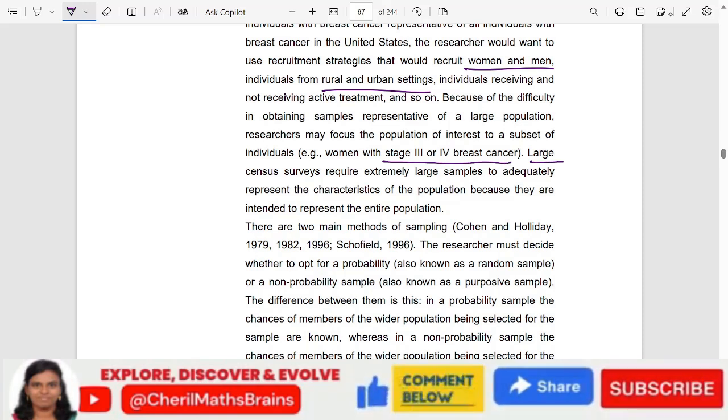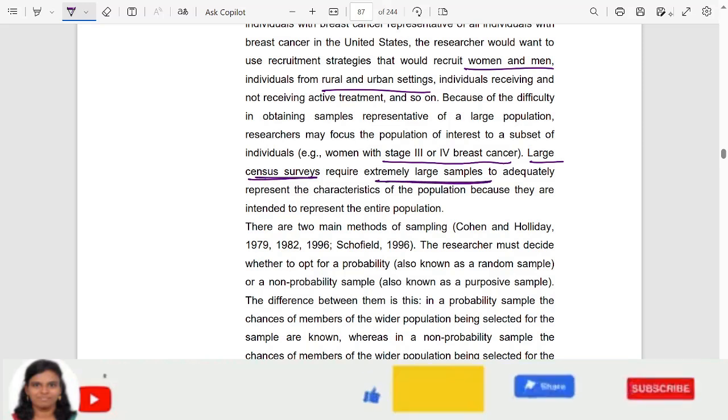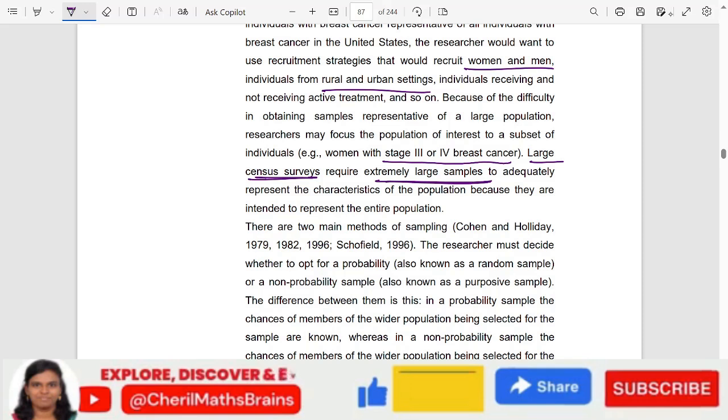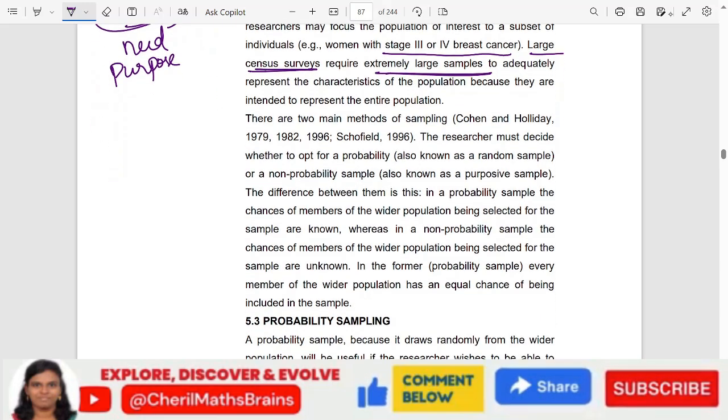If you need to have large census surveys, then you need to have an extremely large sample. Sometimes if you need more data, say 3000, then we have to go for 3000. So we cannot say that it cannot be done; it depends on our need. That is what I told you, depending on the purpose. So depending on the purpose, we need to take however much we need.